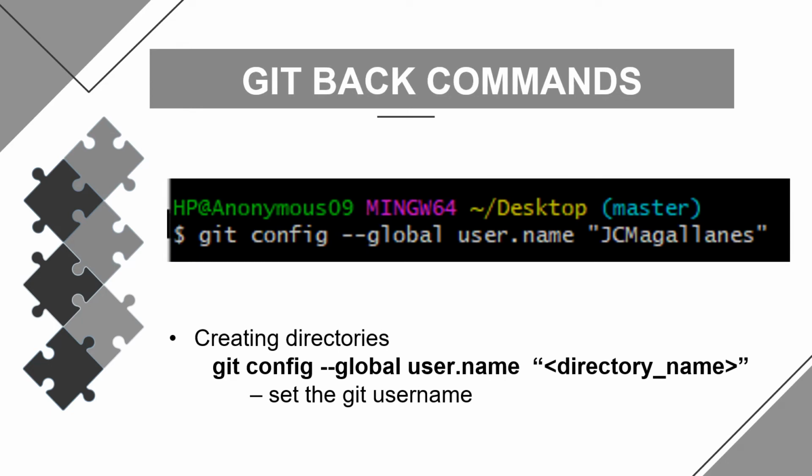Git config global user.name allows user to set the Git username. The username is enclosed in a double quotation.